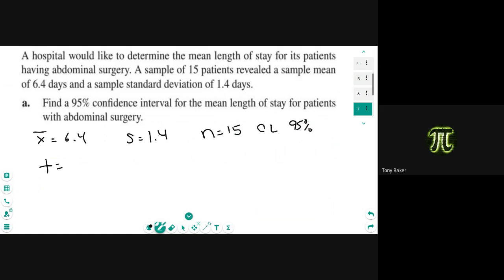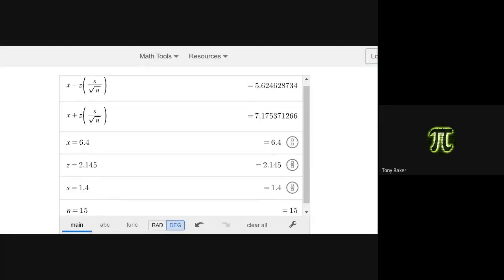So now we look at my table. So we're looking at degrees of freedom of what? What's my degrees of freedom? 14. It's one less than 15, one less. And then we're going over to the 0.05. So 2.145. And then plug them into Desmos. And we got our answer.